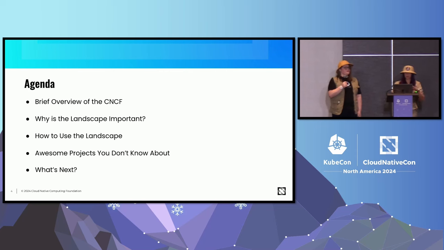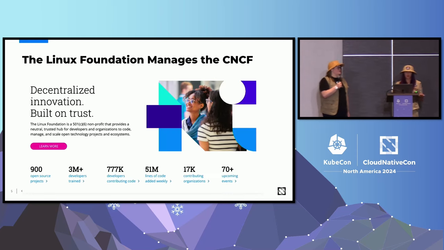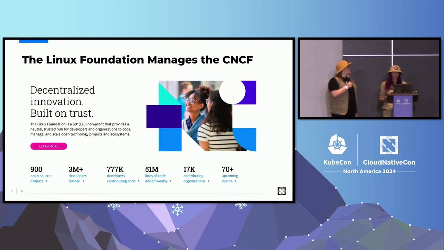So let's just do some level setting straight off. The Linux Foundation manages the CNCF. And as you can see, there are 900 open source projects within the Linux Foundation. And of that, we've got 3 million trained developers, 777,000 developers contributing code, 70 events coming up, 17,000 organizations that are involved. But what does that mean for us in this room today?